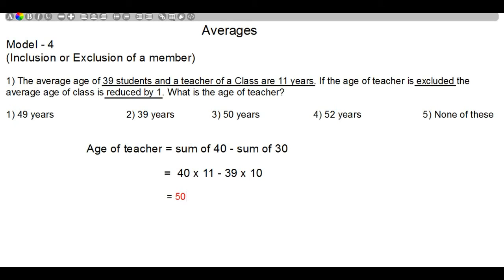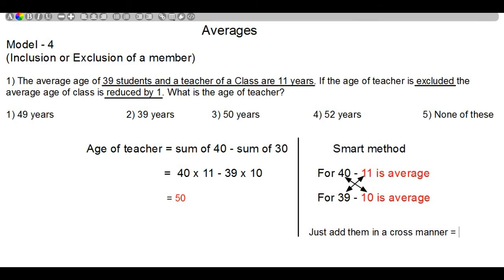But friends, if you try to be smart and use the concept that we have discussed earlier, the same question can be answered without writing all these steps. The point here is, we know that the average age of 40 persons is 11 years. That means when the teacher was in the group, the age of each of the persons can be taken as 11 years. Because we know that average is nothing but the equal distribution of the total value.